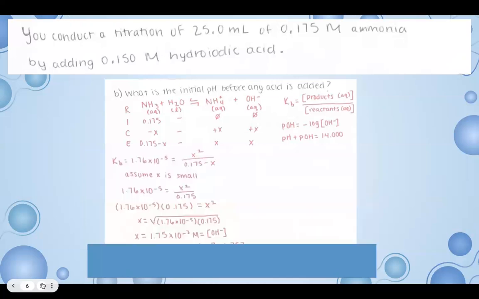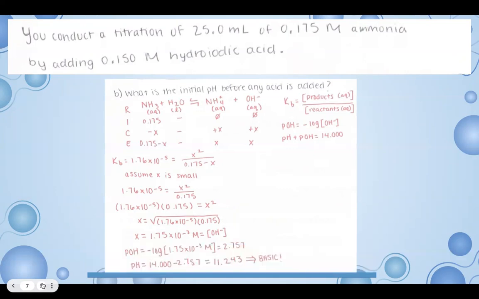Now we can set Kb of NH3, which we find to be 1.76 times 10 to the negative 5, equal to the concentration of products, X squared, over the concentration of reactants, 0.175 minus X. For this problem, we're going to assume that X is small, which allows us to cancel out the X in the denominator. So we have 1.76 times 10 to the negative 5 equals X squared divided by 0.175. We multiply both sides by 0.175 to remove the denominator, and then take the square root to isolate X. We find that X is equal to 1.75 times 10 to the negative 3 molar, which is equal to the concentration of OH minus.